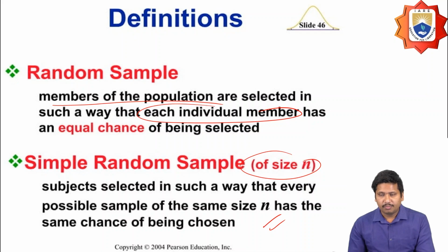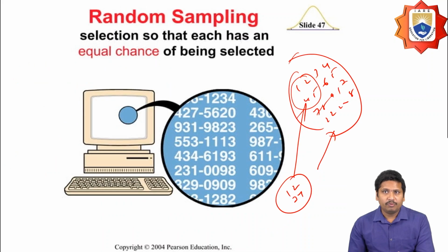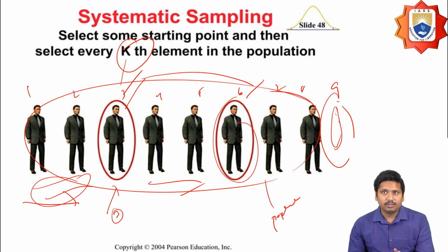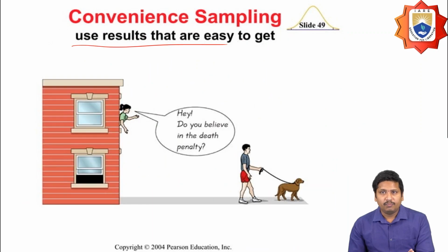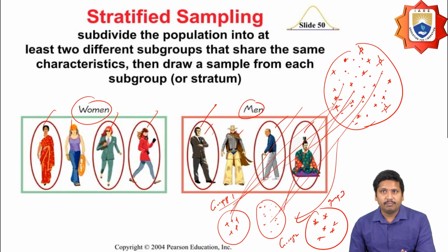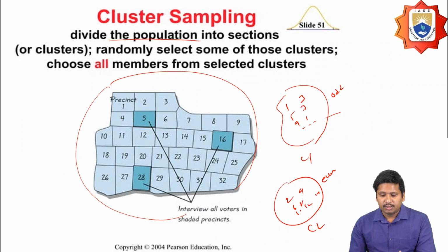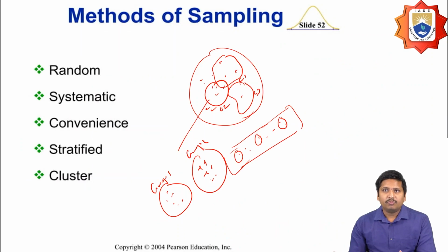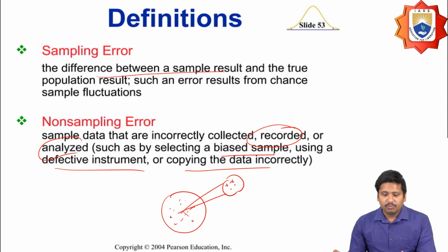And simple random sampling means, based on the size, we extract the data; that should be a simple random sample. Some of the types may be random sampling, systematic sampling, convenience sampling, stratified sampling, and cluster sampling. So these are some of the methods available for implementing sampling. Once the sampling is done, there can be errors, which should be treated as sampling error and non-sampling error.